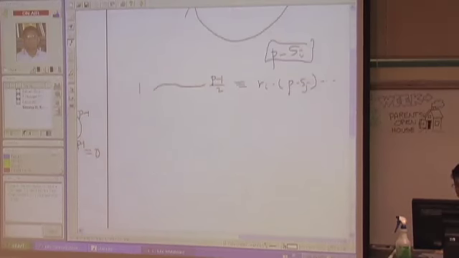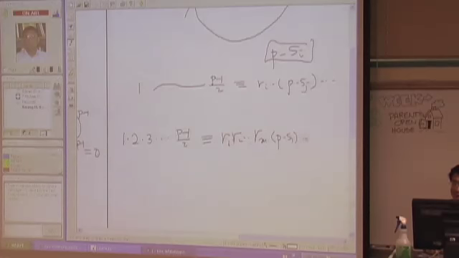If we do it, then 1 multiplied by 2 multiplied by 3, all the way up to P minus 1 over 2, right? Is congruent to R1 multiplied by R2 multiplied by Rm, multiplied by P minus S1, multiplied by P minus S2, multiplied by all the way up to P minus Sn, right? I used R and N.